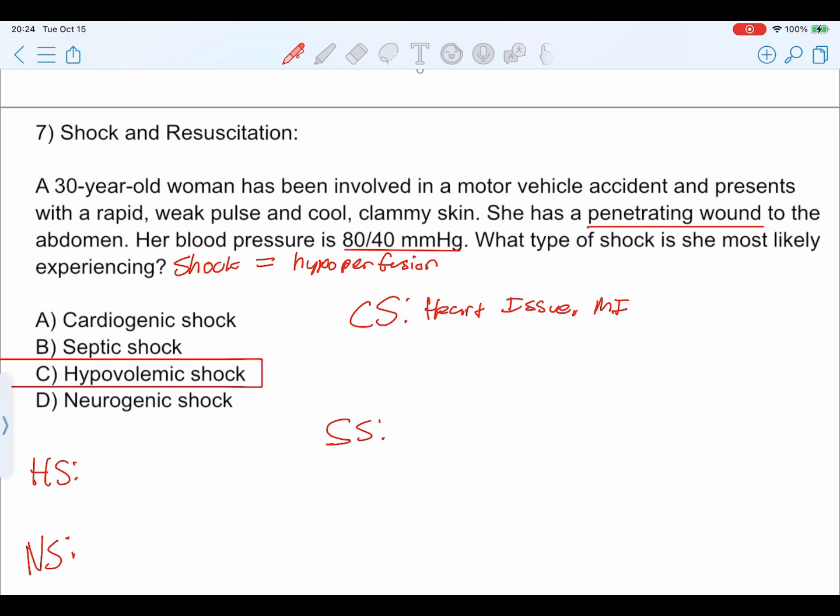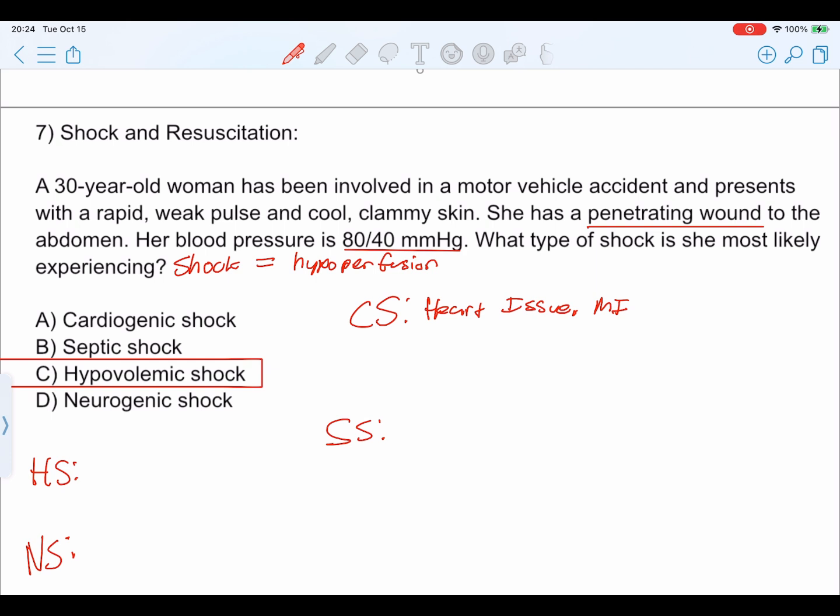Signs and symptoms for shock are what we're given in this question. Essentially, we're given cool, clammy skin. Low blood pressure starts to get into the later stages, and you're also going to see hypoxia, which I don't think it says in this question. Right, no, it doesn't give us an O2 reading, but hypoxia is going to be one of them.